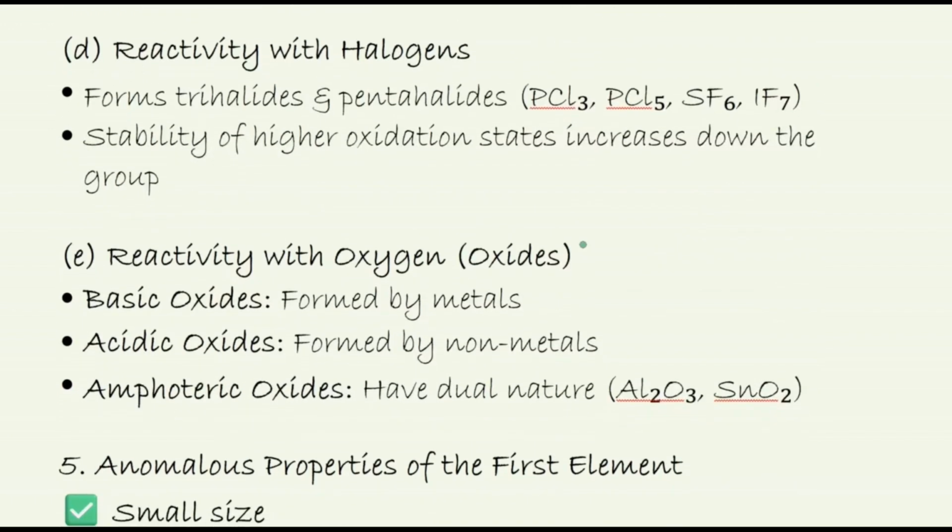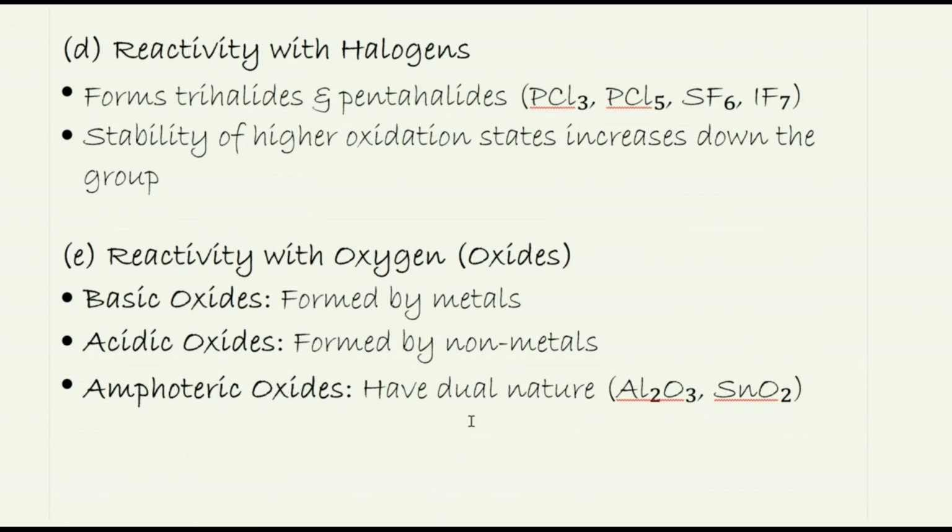Then halogens, reactivity with halogens. Forms trihalides and pentahalides like PCl3, PCl5, NCl3, NF3, and then SF6, IF7. So this kind of halides it can form easily, and the stability of the higher oxidation state increases down the group. We saw that in the trends. Then reactivity with oxygen, oxide formation.